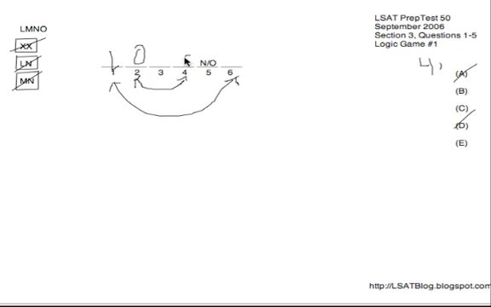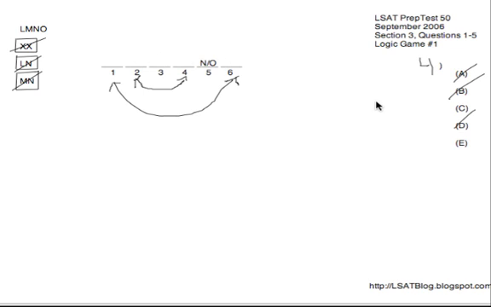Next, looking at B, LO on 1, 2. If O's on 2, O's on 4. If L's on 1, L's on 6, of course. O's can't be consecutive, so we'd have to have N on 5, and then O couldn't be on 3, but other things could. Again, works out perfectly fine. Doesn't violate anything, so B can be eliminated as well.